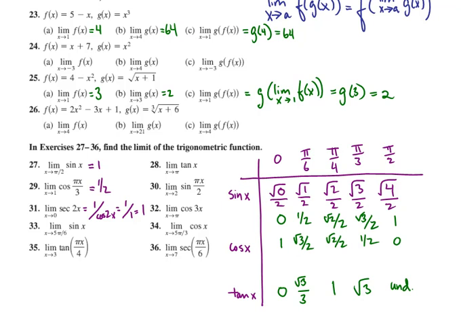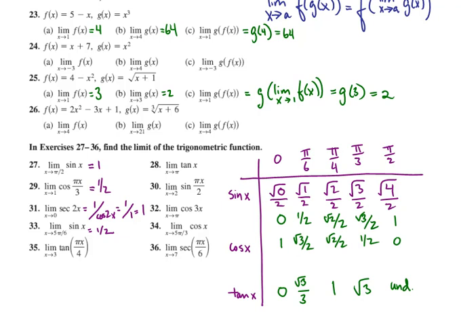Next, limit as x approaches 5 pi over 6 of sine x. Sine of 5 pi over 6 has the same value as sine of pi over 6, and so that's 1/2. Whenever the y value is positive, the sine will be positive. And since 5 pi over 6 is in the second quadrant, its value will be positive.